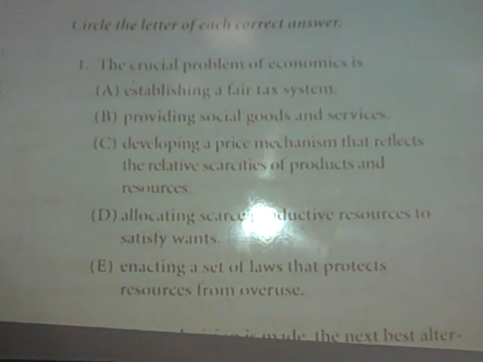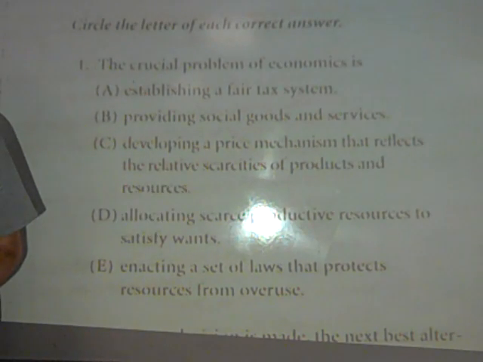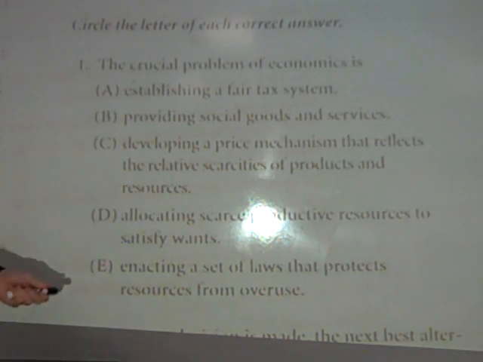Okay? So it's not a fair tax system. It's not providing social goods and services. It's not developing a price mechanism that reflects the relative scarcities of products and service resources. That might be tempting because it's long and it's got the word scarcity in it. But read all the choices. Allocating scarce productive resources to satisfy wants. I like that. It doesn't say unlimited wants, but that's the best answer so far. If E says unlimited wants, I might put it. E, enacting a set of laws that protects resources from overuse. That's not it. It's got to be D. All right?